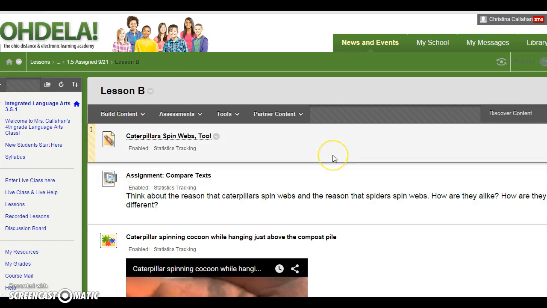For Lesson B, we're going to connect our text. There's a little story about how caterpillars spin webs too. So, in Charlotte's Web, we were talking about a spider in a web. This one is caterpillars spin webs too. So that's just a little short excerpt. But then the assignment is to think about what we read in Charlotte's Web, think about what we read in Caterpillars Spin Webs Too, and then compare them. So we're going to think about the reason that caterpillars spin webs and the reason that spiders spin webs. How are they alike and how are they different?